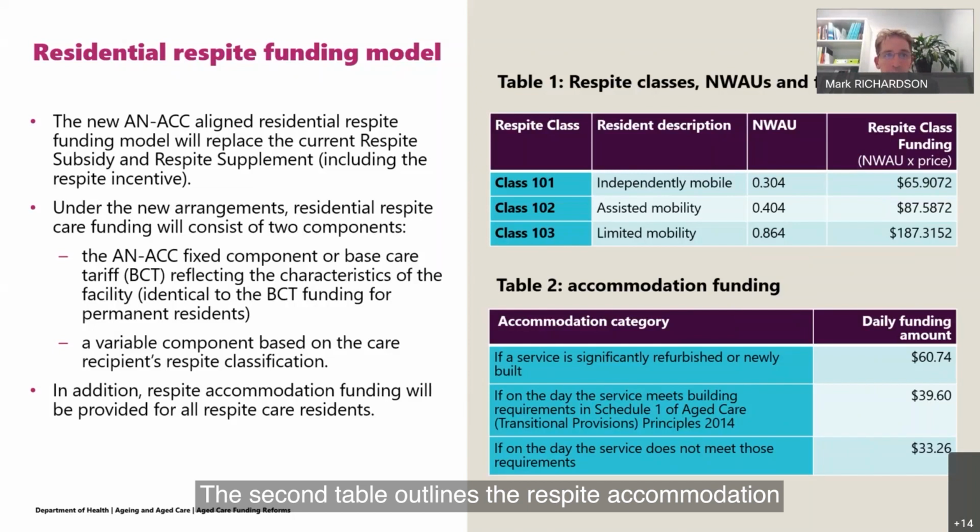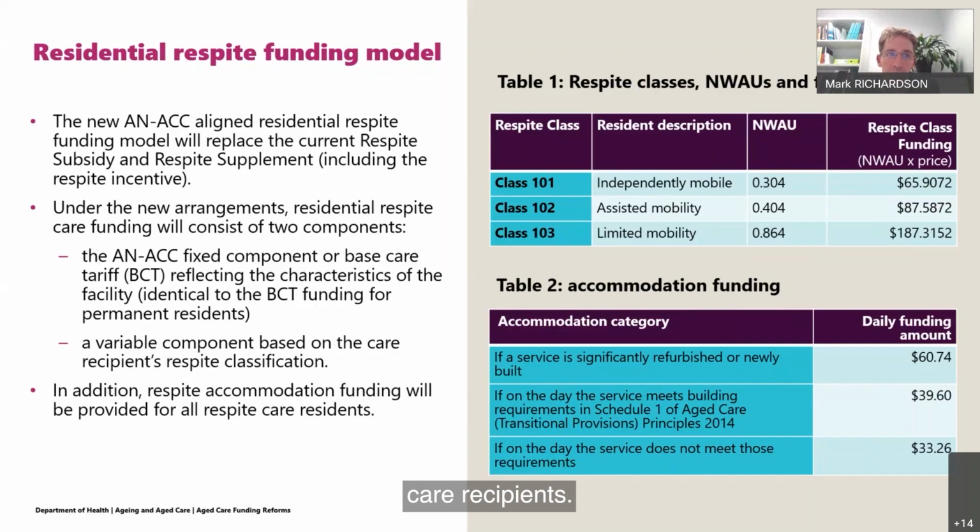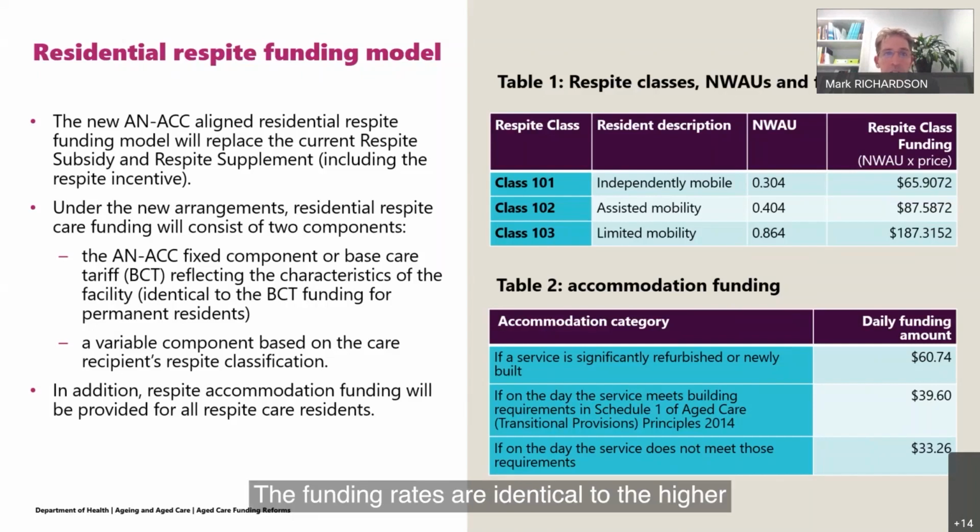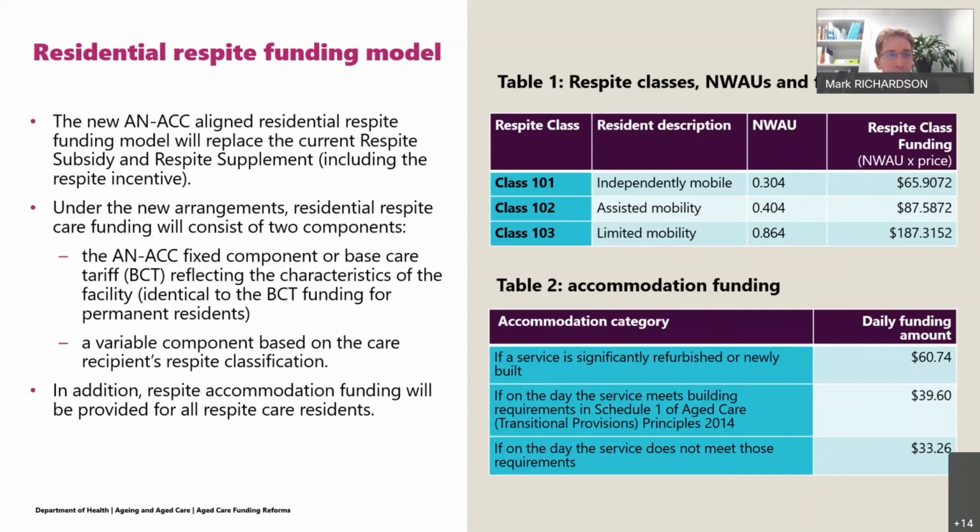The second table outlines the respite accommodation funding that will be provided for all respite care recipients. The funding rates are identical to the higher amount a facility would receive under the existing accommodation supplement for permanent residents. In other words, it is assumed they meet the 40% low means care recipients threshold.